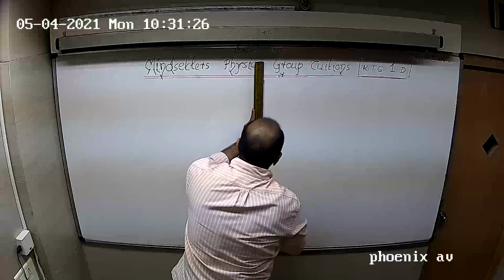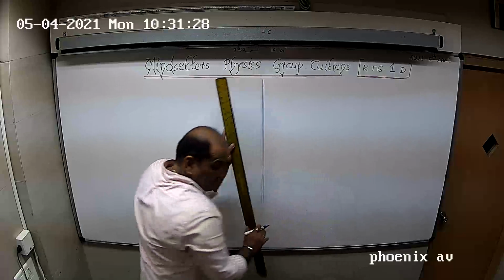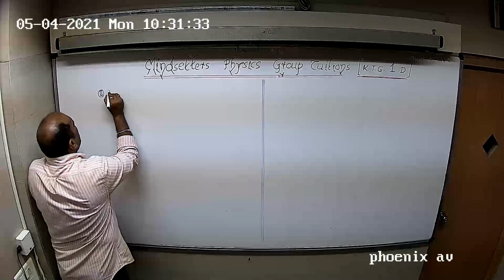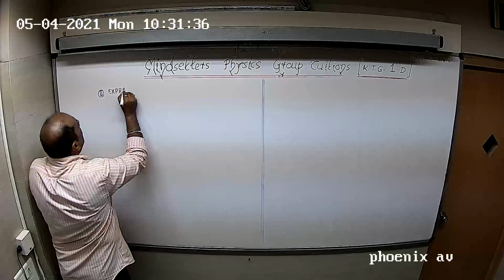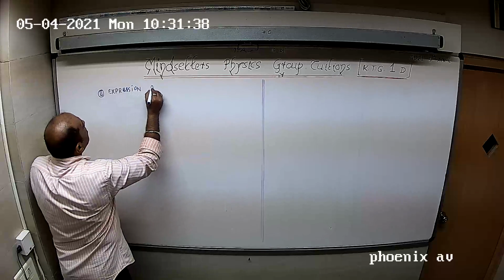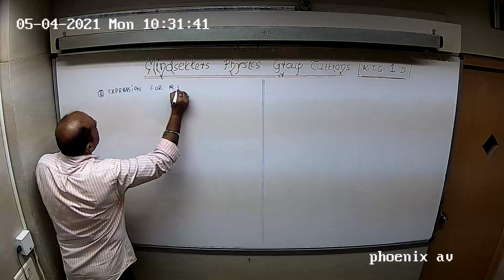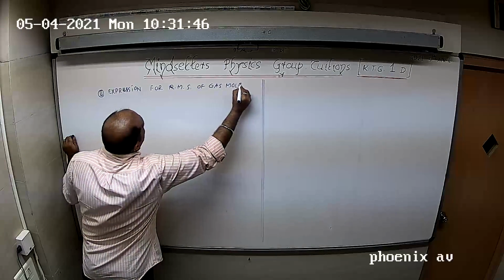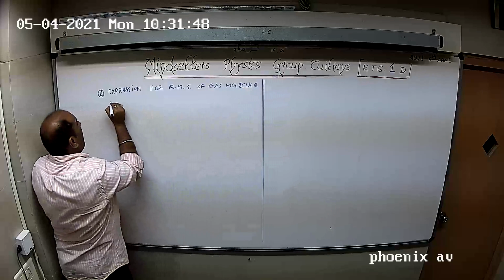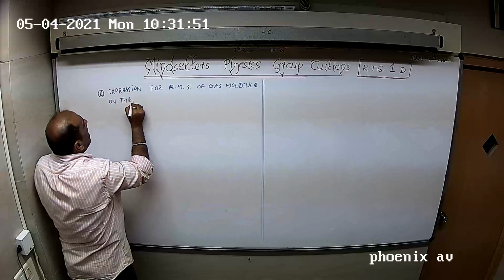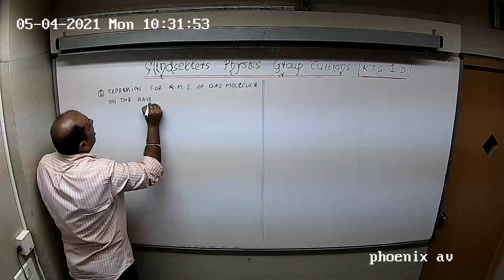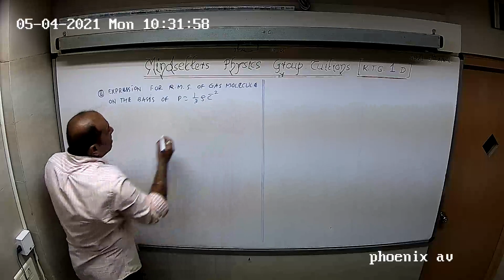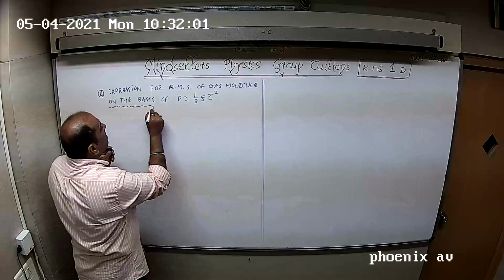So, two other very simple proofs coming up. The first one, Boyle's law, is done. So, the second one: expression for RMS velocity of a gas molecule with the help of P equal to 1/3 rho c square. That means our start should always be P equal to 1/3 rho c square.